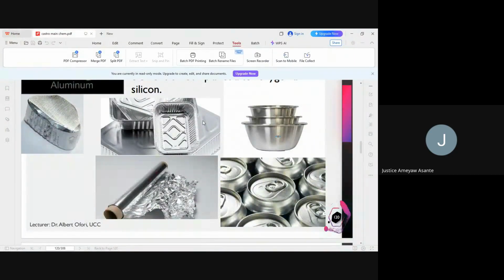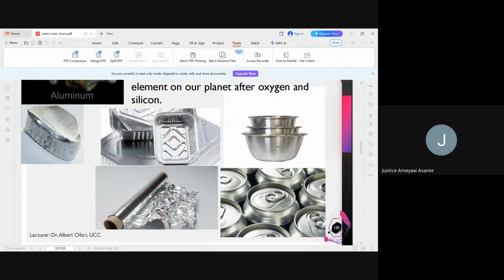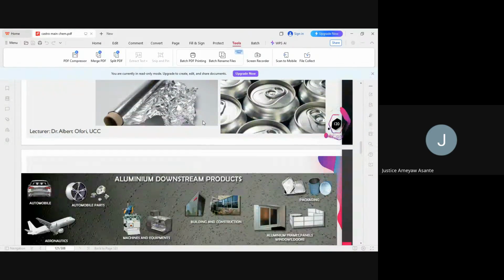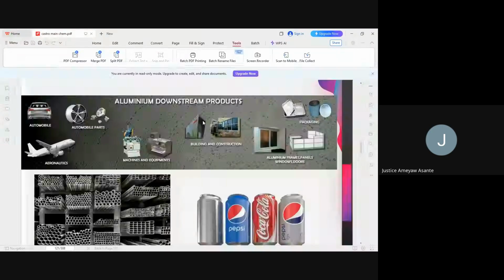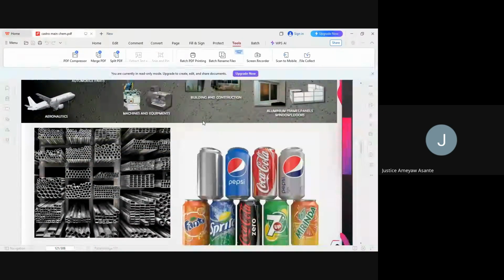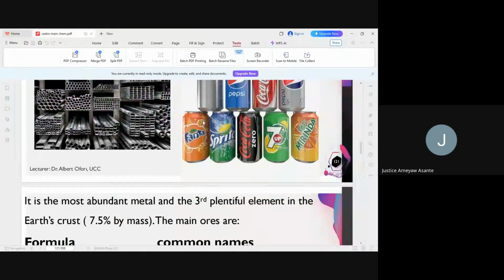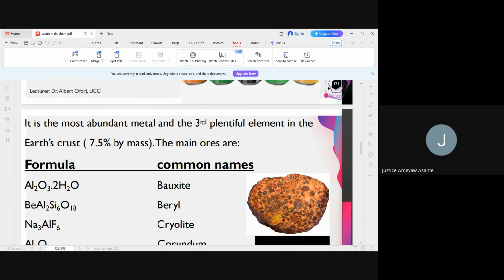So what can we use aluminum for? We have the saucepans and the rest, and those things that we use, the cover, the seal. And it's used in automobiles, in airplanes, in machines, in a lot of areas, aluminum pipes and all those kinds of things. Aluminum is the third most abundant element in the earth's crust.